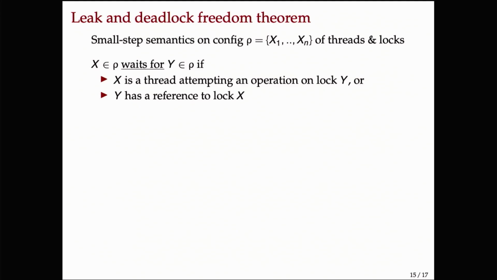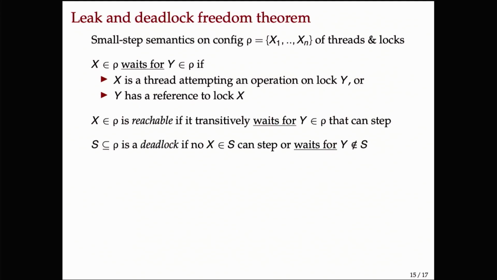So we use a small step semantics on a configuration, which is a set of threads and locks. And we are going to treat locks and threads in the same way. So we put them in the same set. And we define this relation waits for, where X is an element of the configuration and Y is an element of the configuration, which can each be threads or locks. We say that X waits for Y if X is a thread and it's currently trying to do a lock operation on Y. And we say that X waits for Y if Y has a reference to lock X.